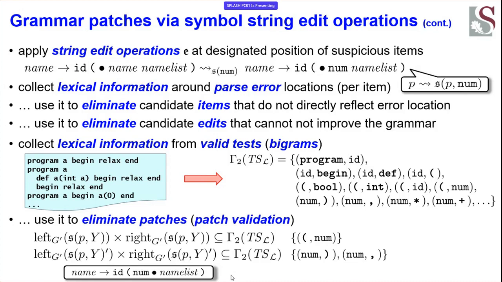We also check that the same property holds one token to the right. So now we're checking not directly to the left of the designated position, but also to the right of the designated position. And so we can formulate these kinds of patch validation rules for each kind of string edit operation. So in this case, the patch is validated because the conditions hold. So that means we can apply this transformation, changing name into num, with the hope of improving the grammar.